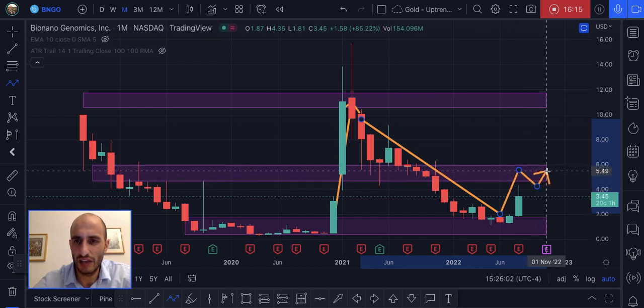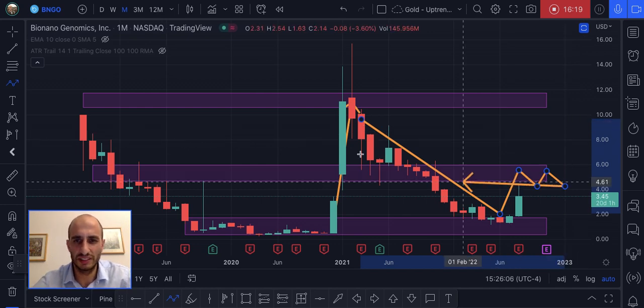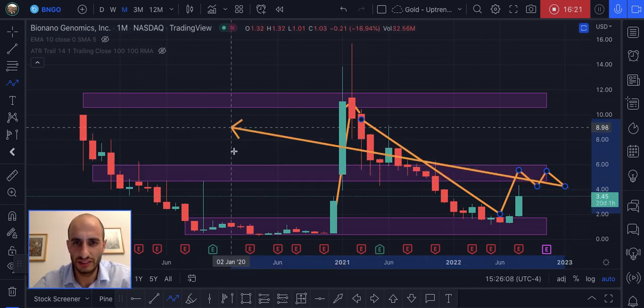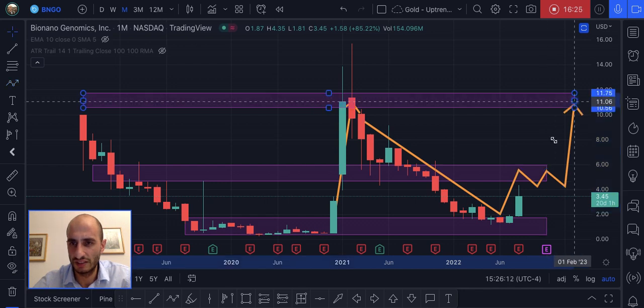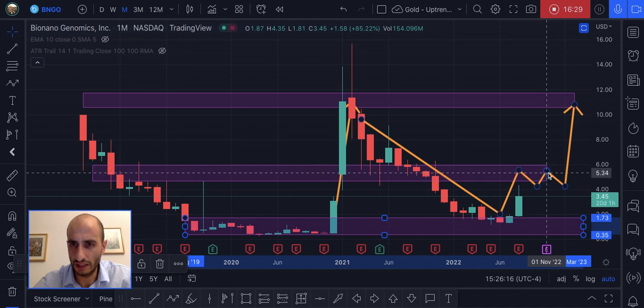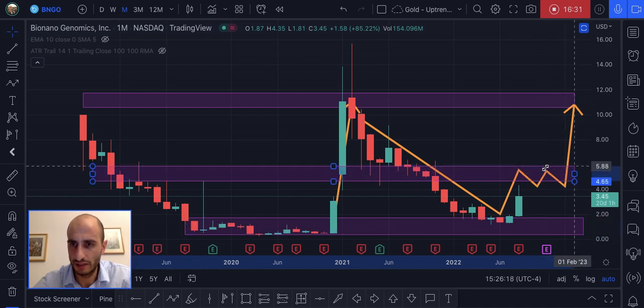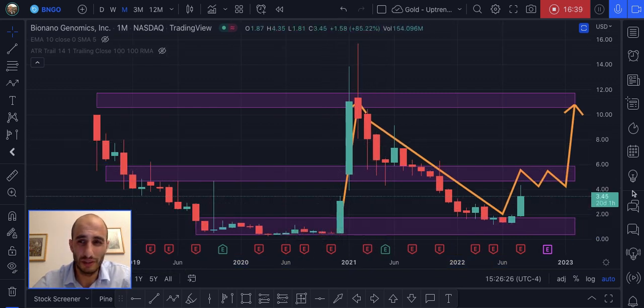I would put this congestion here because there's a resistance area around here. Now set the target there. This is a classical, textbook supply and demand setup.